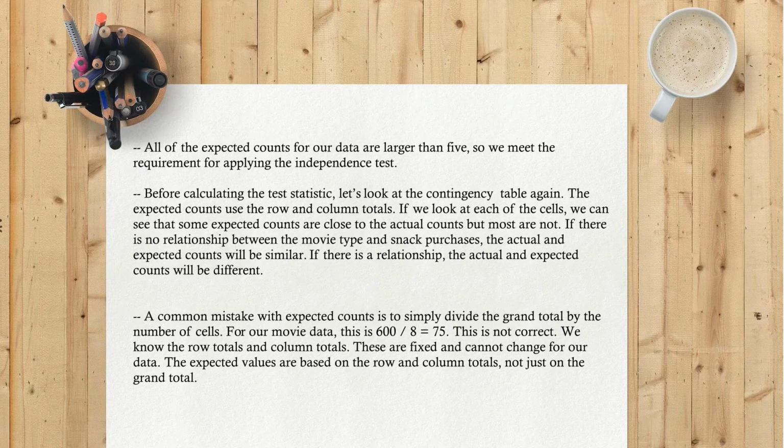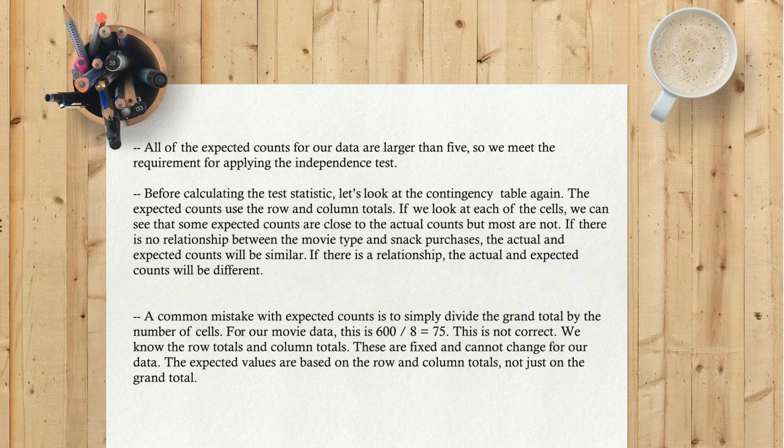The expected counts use the row and column totals. If we look at each of the cells, we can see that some expected counts are close to the actual counts, but most are not. If there is no relationship between the movie type and snack purchases, the actual and expected counts will be similar. If there is a relationship, the actual and expected counts will be different.